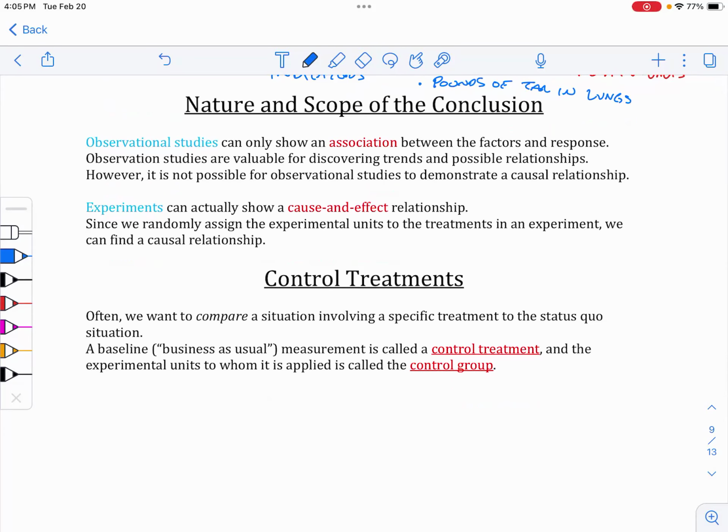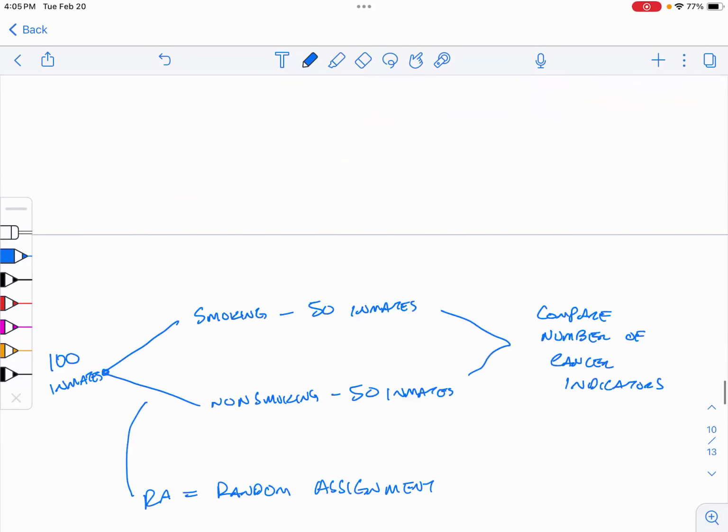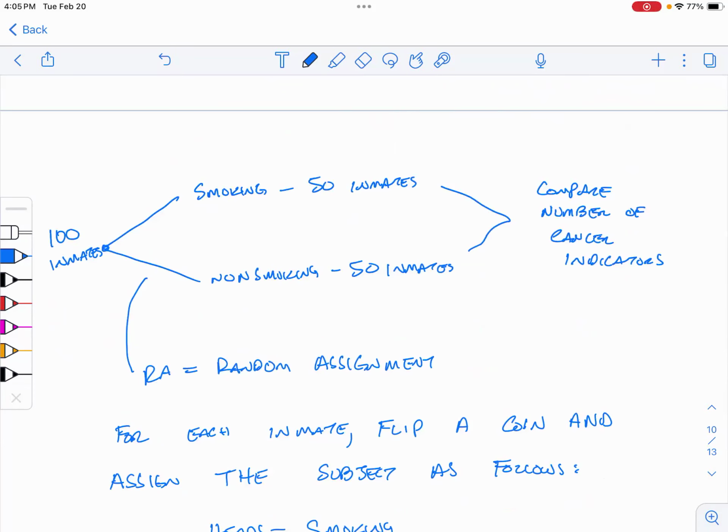So, as I said, control groups are absolutely imperative. We need a control treatment. Now notice, back to our smoking one, we only have 2 treatment groups. Is one of these the control group? Is one of these the business as usual group?